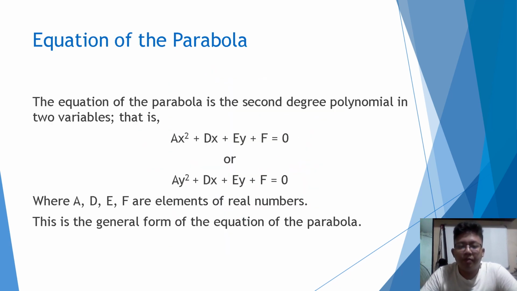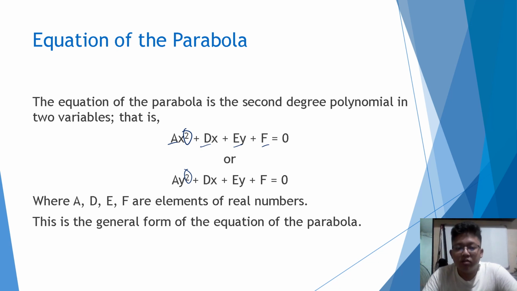The equation of the parabola is a second degree polynomial in 2 variables. Meaning, the highest degree, the exponent, is 2, and there are 2 variables, x and y. According to this, we have A, D, E, F, the big letters, and the small letters come first. They are all real numbers, meaning we can count them. They are not imaginary. So this is the general form of the equation of a parabola.